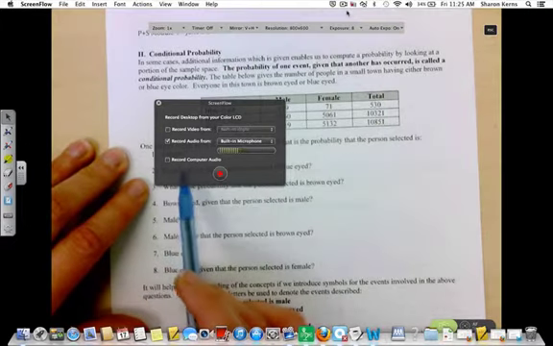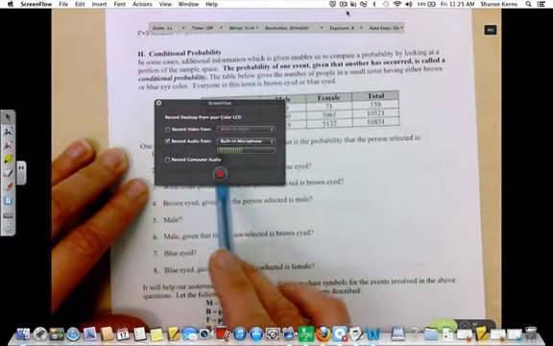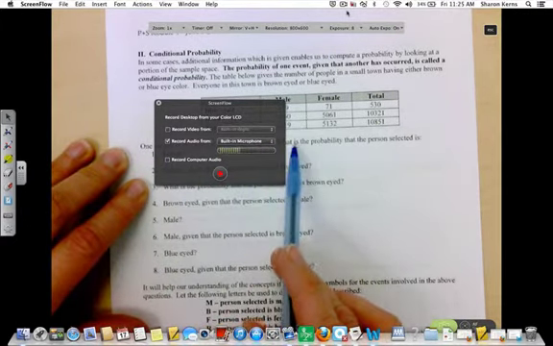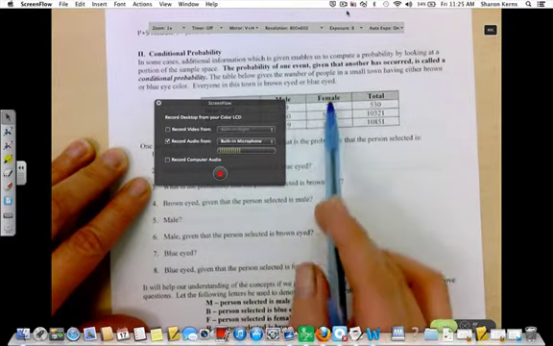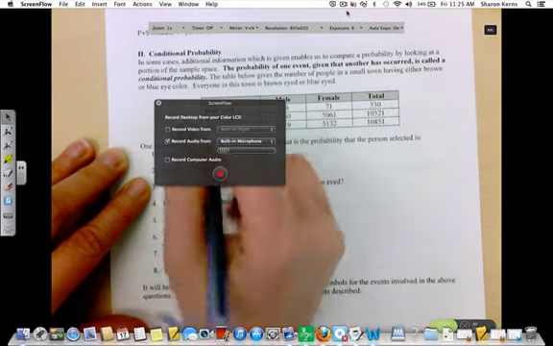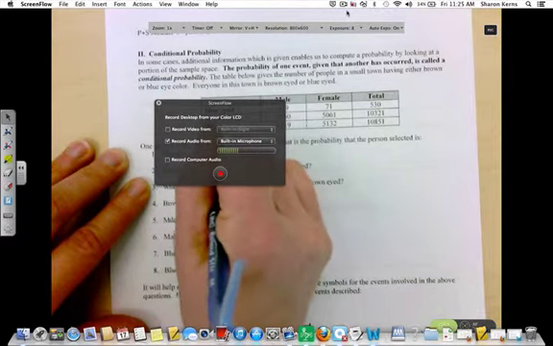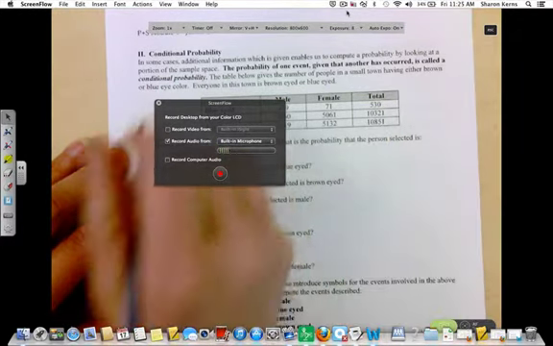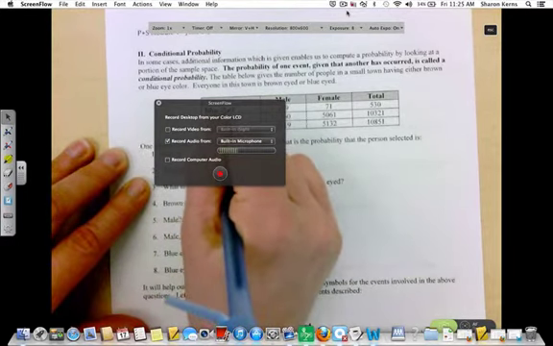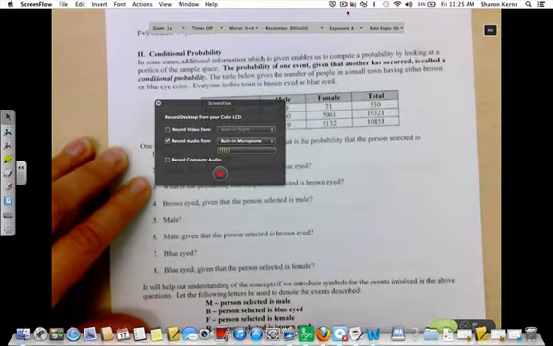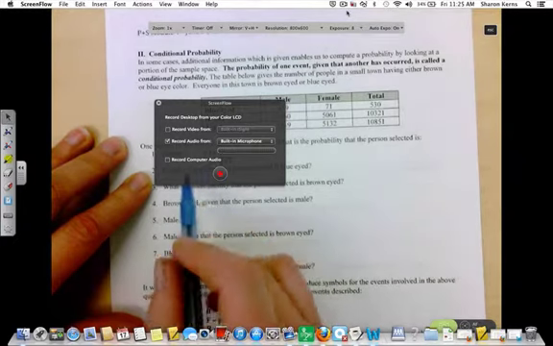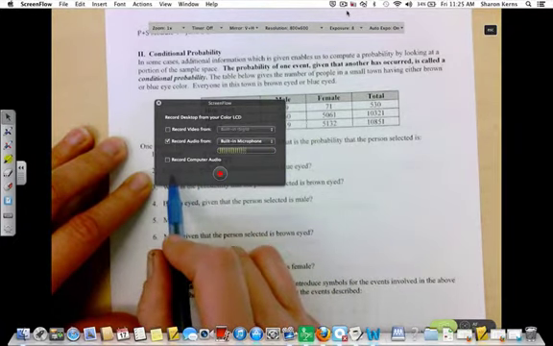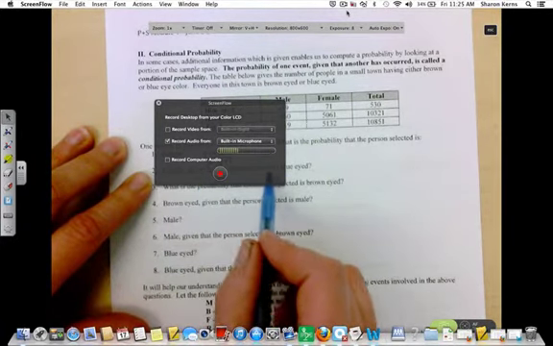The first question is, if one person in this town is selected at random, what's the probability the person selected is a female? So let's see, how many females are there in this town? 5,132. And how many people are in the town completely? So we have 10,851 as that probability.